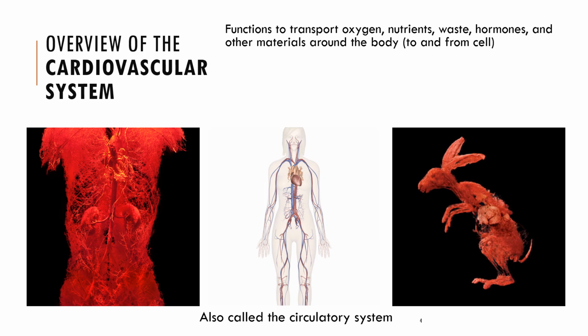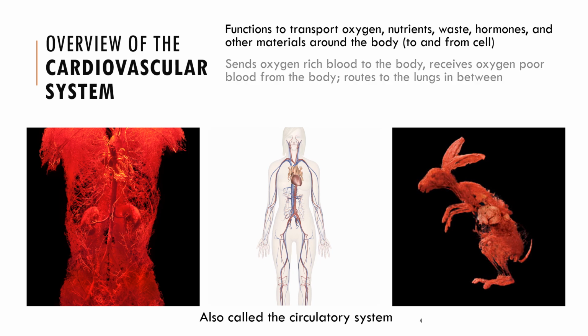So the function of this system is to transport oxygen, nutrients, any waste chemicals, hormones, and other things like that all over our body from one cell to the other. You may have heard this called the circulatory system in the past. It's the same thing. So what this mainly does is send oxygen-rich blood to the body, to all of our cells, then takes that blood that has had the oxygen removed and takes it back to the lungs to get more energy and to offload carbon dioxide. So this system includes the heart, all of our blood vessels, and our blood.